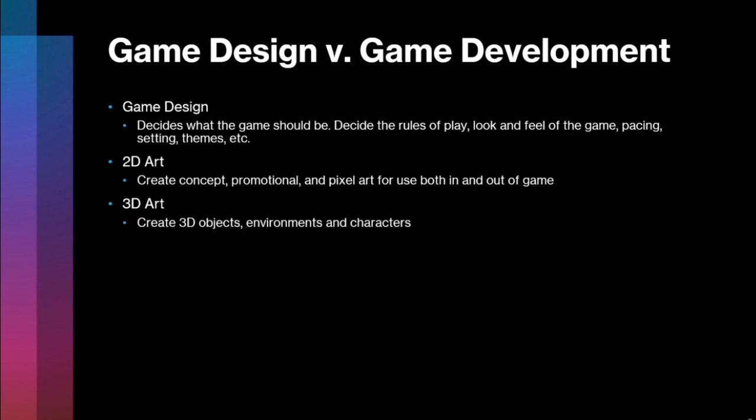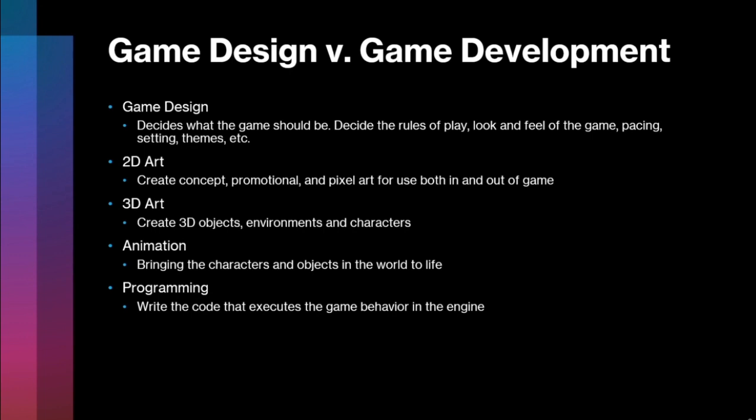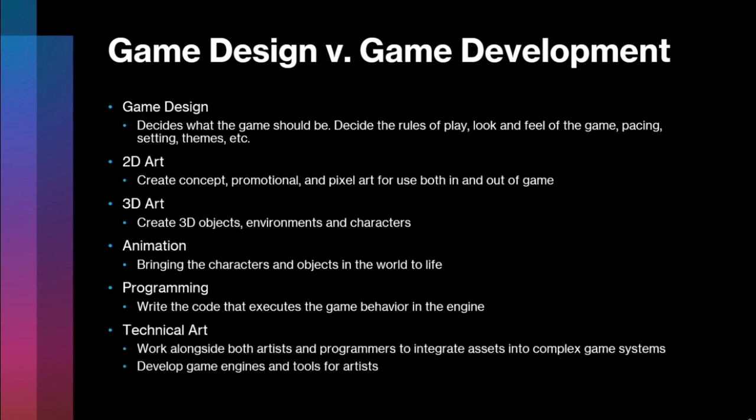It includes 3D art, which for 3D games means creating the final art assets which will appear in the game. This includes props, environments, as well as characters. It includes animation, which means bringing these characters and objects to life in the world. It includes programming, which is writing the code that executes the game behavior in the engine and gives the game its interactability. It includes technical art, and technical artists work alongside both artists and programmers to integrate art assets into the complex game systems built by the programmers.